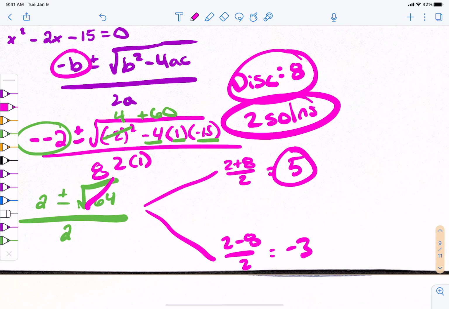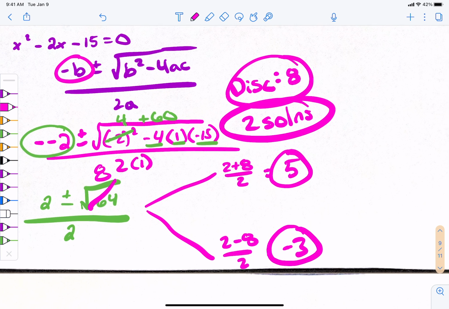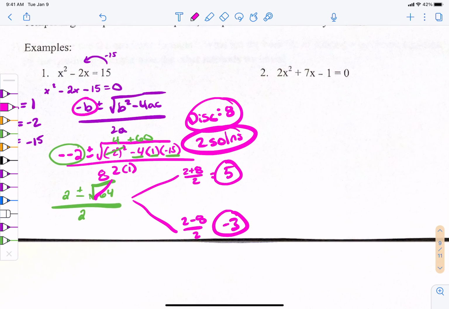Where did you get 8? Because the square root of 64 is 8. So what does 5 and negative 3 do for me? What are those two things doing? That's where he's crossing, right? Okay. All right.